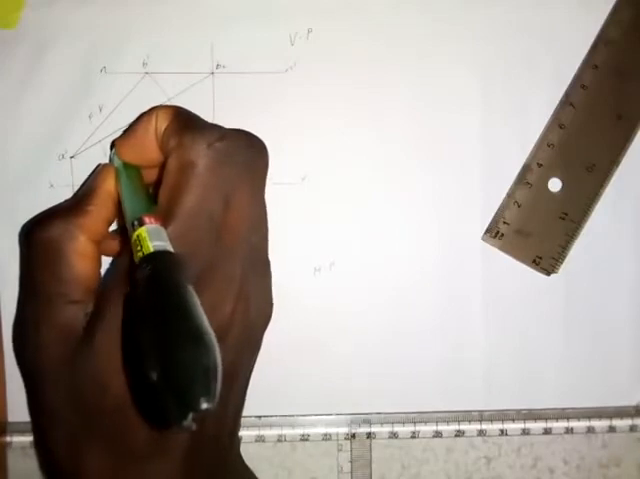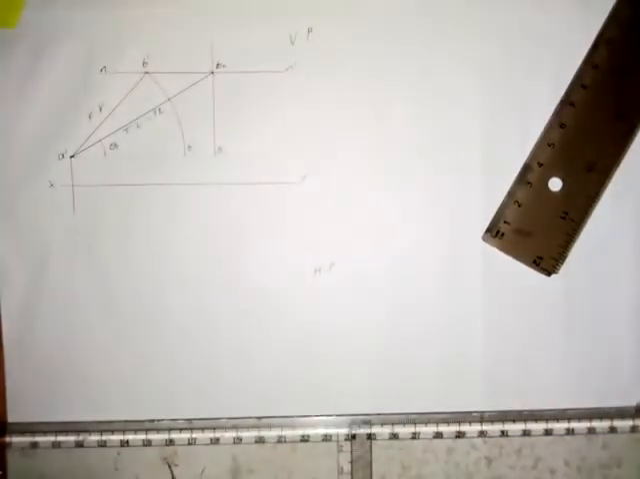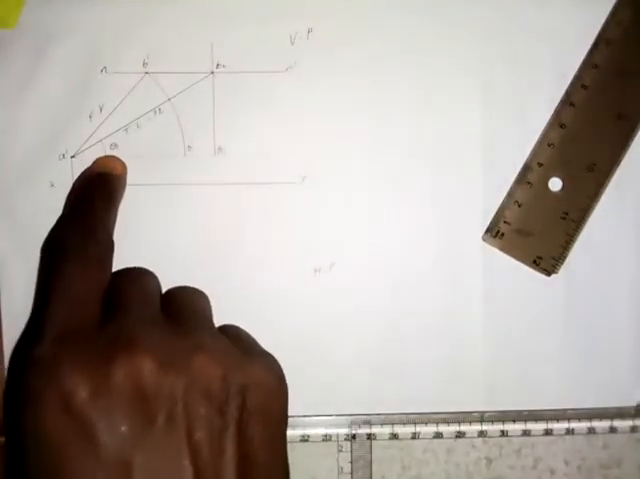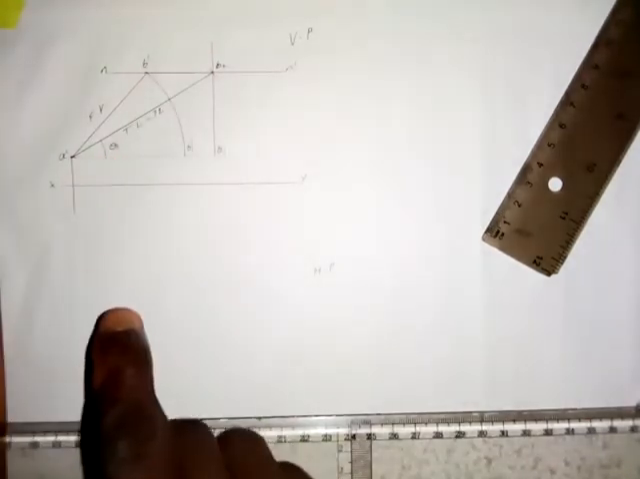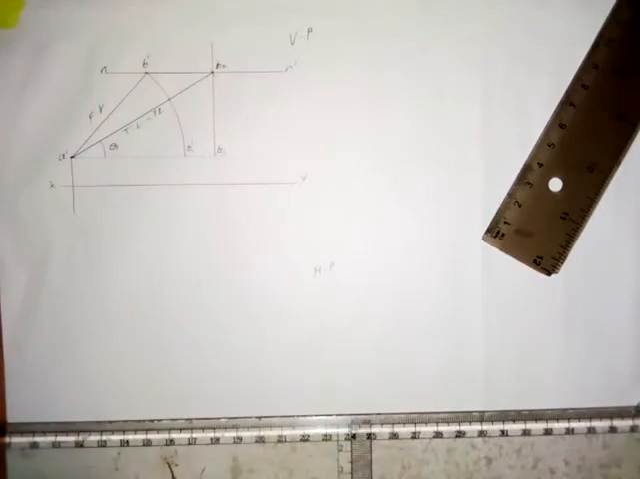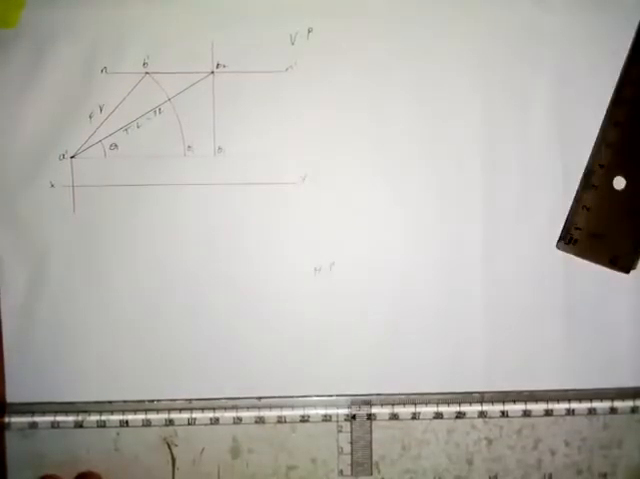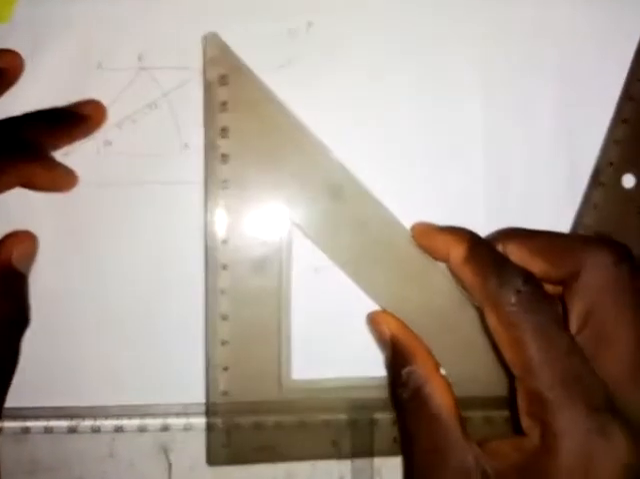Let me call it theta 1. That is theta 1. So this theta 1 is the true inclination to the horizontal plane. To draw the top view now, this is the front view. This line A prime B prime is the front view.